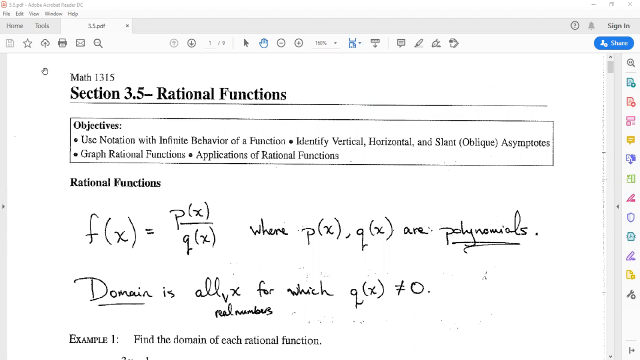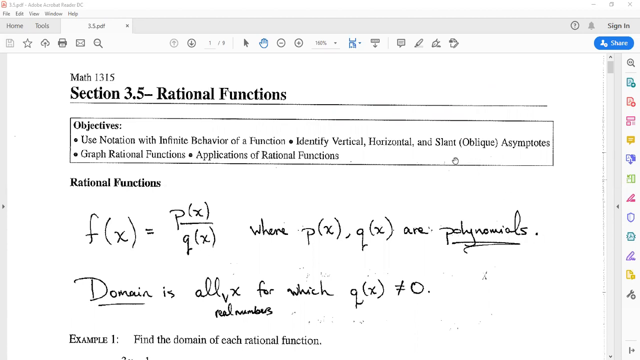We're going to start here today on section 3.5, which is called rational functions. So what is a rational function? A rational function is one that is a ratio of polynomials. The more common term for ratio is a fraction. A fraction where the top and bottom, or the numerator and denominator, are polynomials.